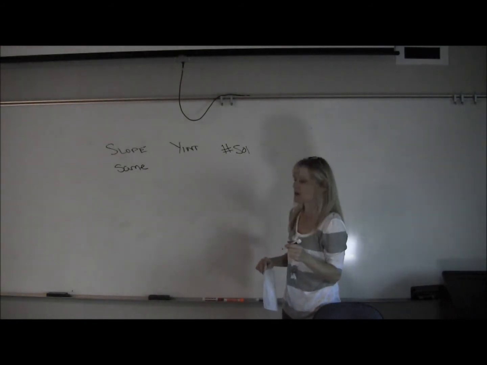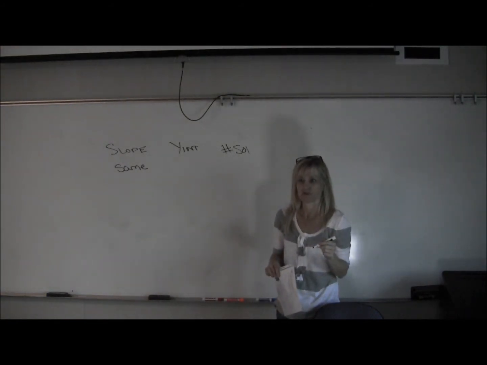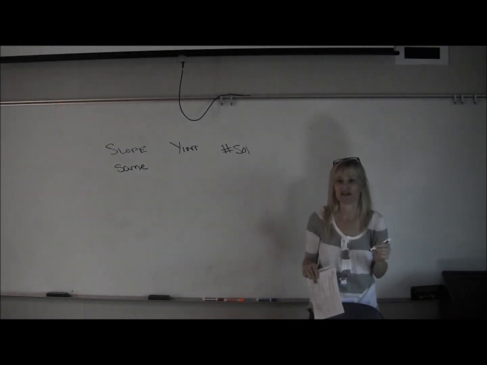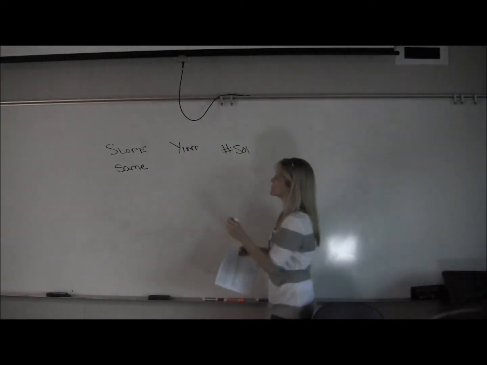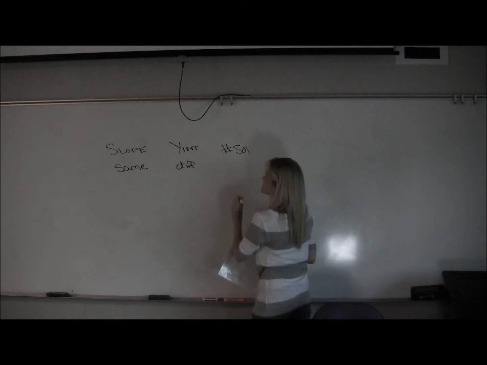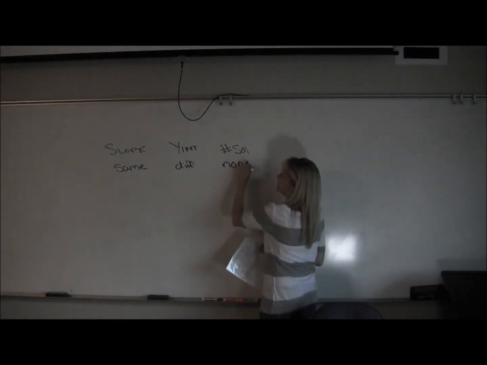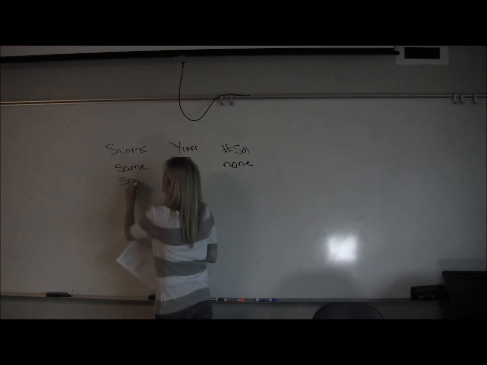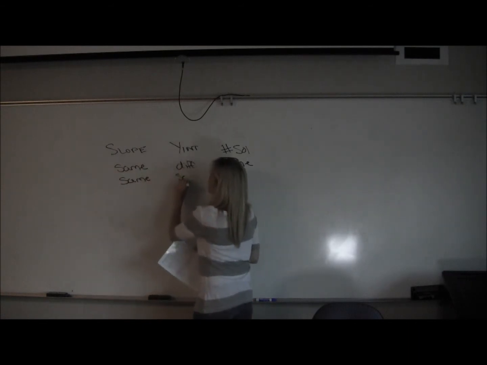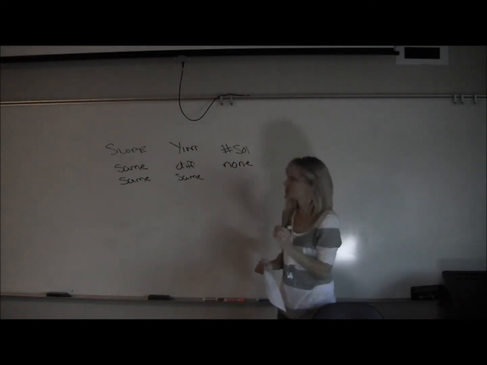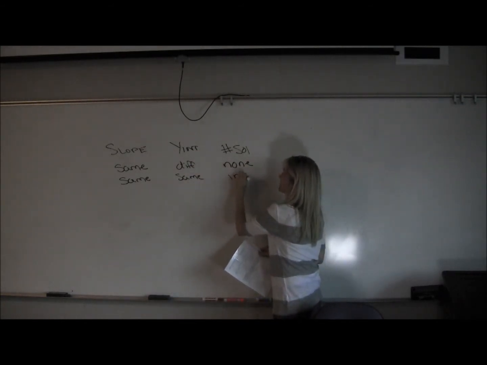What can we say about the y-intercepts with parallel lines? Different. They'd be different. So if we have the same slope and different y-intercepts, then we have no solution. Okay? What if we have the same slope and the same y-intercept? Then it's infinite solutions. They're the same line. So infinitely many.